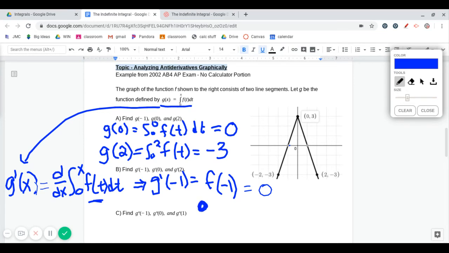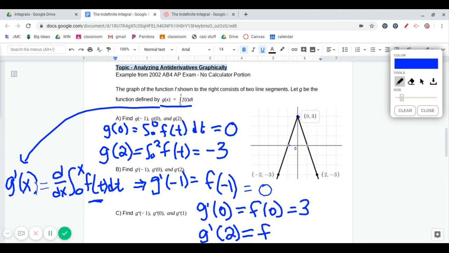Now let's find g prime of 0. This is, again, going to be f of 0, which is up here, 3. Last one, g prime of 2 equals f of 2, which is equal to -3.